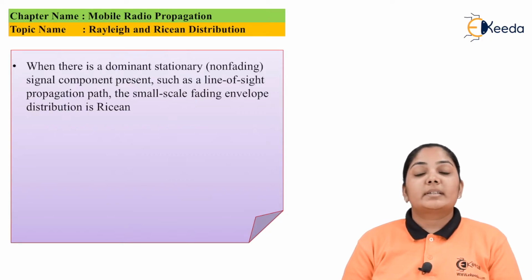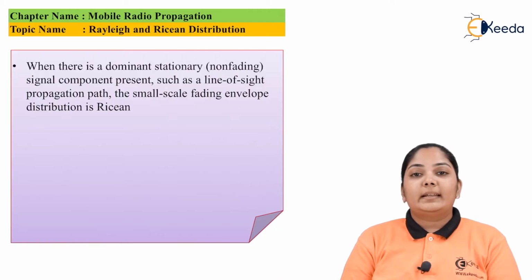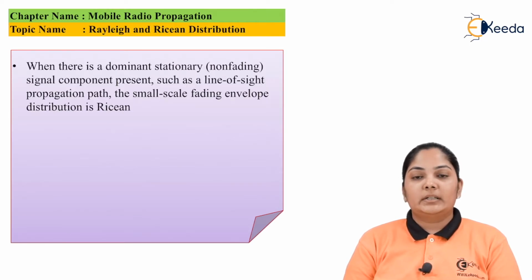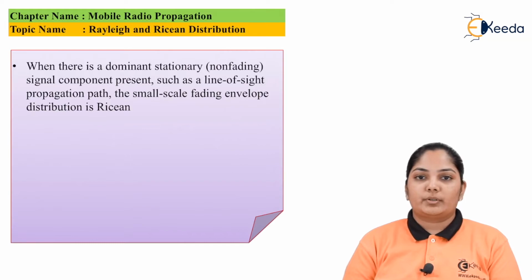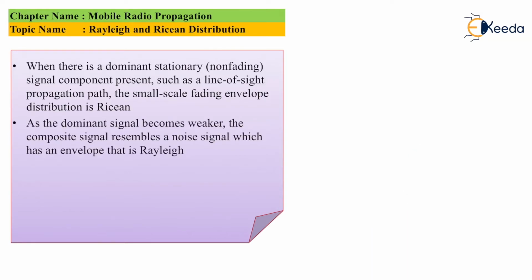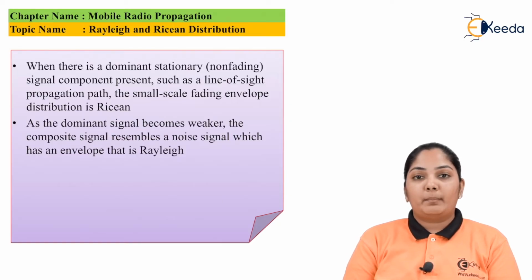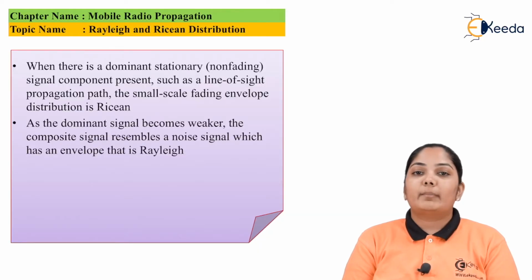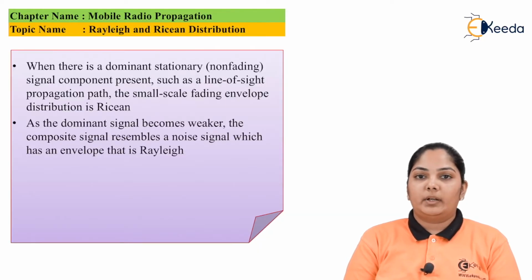Now let us see what a Ricean distribution is. When a dominant stationary non-fading signal component is present, that is, there is a line of sight path present between the transmitting and the receiving antenna, then the envelope of the received signal gives us a Ricean distribution. It means there is a peak of amplitude present in the line of sight path. Those components will have maximum amplitude in the envelope.